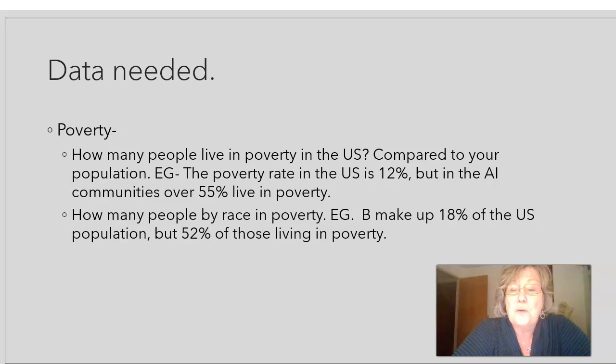Another way to show disparity is to talk about people by race. So you could say Blacks make up 18% of the United States population, but they make up 52% of those living in poverty. In both of these cases, the data are very clear in showing disparity. And so when I said in the prior lecture to let the numbers talk, let the data talk, you don't need to say, oh, and this shows there's disparity. It's very clear there's disparity when you make statements like this. So let's look at the next one.